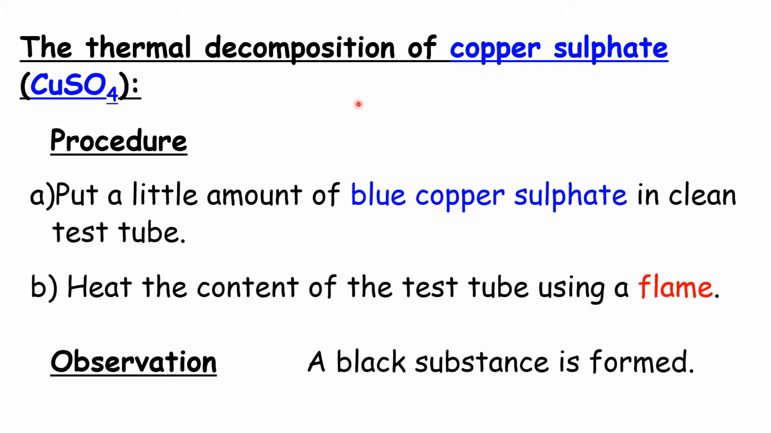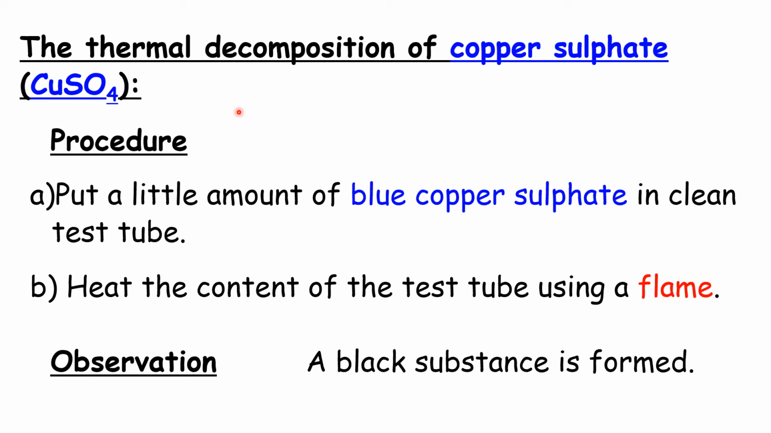The thermal decomposition of copper sulphate. Copper is divalent, sulphate group is divalent, so we don't use numbers here. 2 to 2. Procedure. Put a little amount of blue copper sulphate in a clean test tube. Heat the content of the test tube using a flame. زي الـ procedure اللي فاتوا بالظبط. هيحصل ايه برضو؟ A black substance is formed.